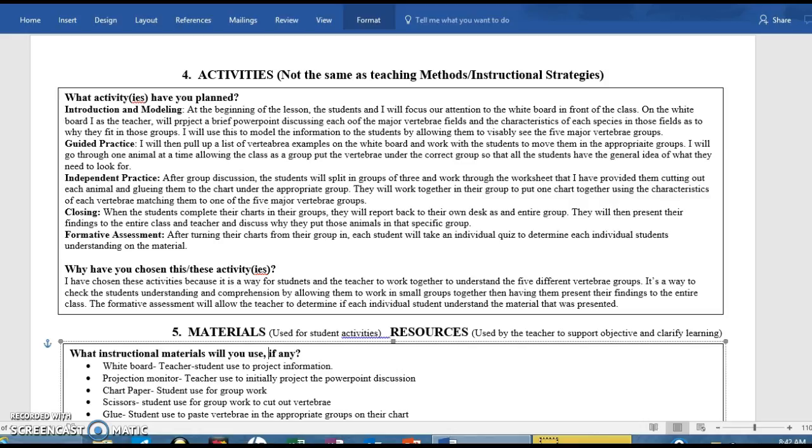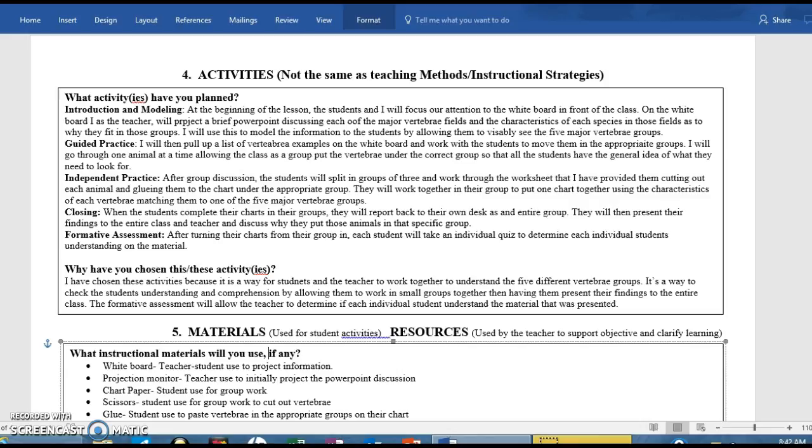I will then pull up a list of vertebrate examples on the whiteboard and work with the students to move them into the appropriate groups. I will go through one animal at a time, allowing the class as a group to put the vertebrate under the correct group so that all the students have the general idea of what they need to look for. I will then move the students into independent practice.